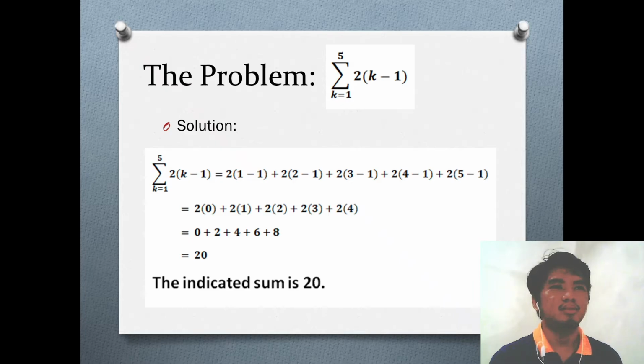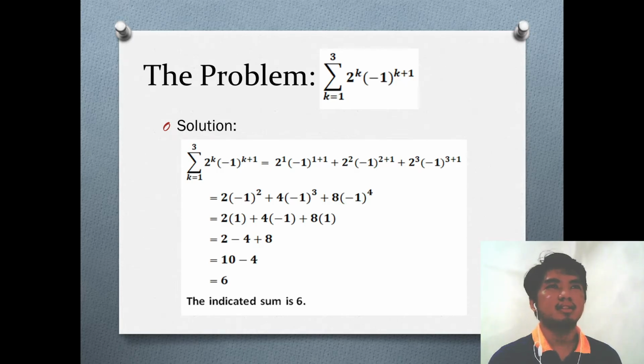And so we're gonna multiply the 2 to the k value. So 2 times 0 is 0, 2 times 1 is 2, 2 times 2 is 4, 2 times 3 is 6, and 2 times 4 is 8. So we're gonna add all these numbers and the sum will be 20. So the indicated sum for this problem is 20.